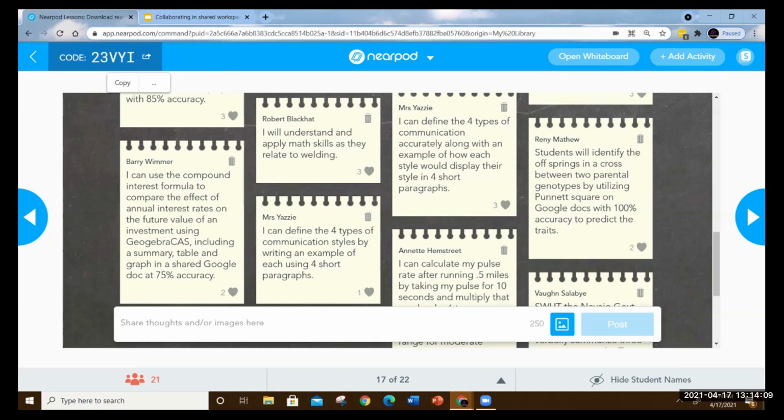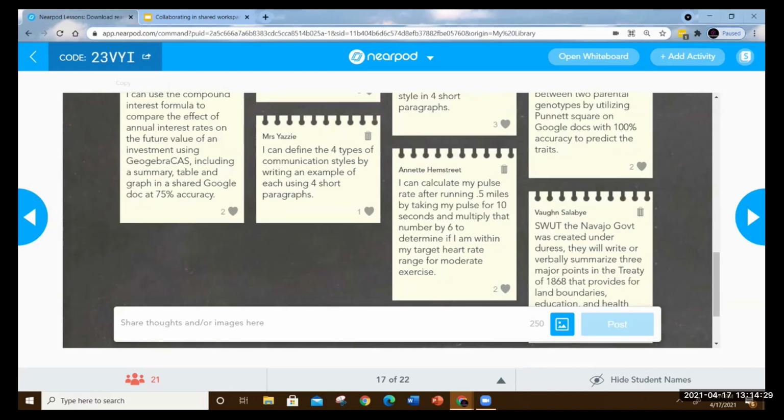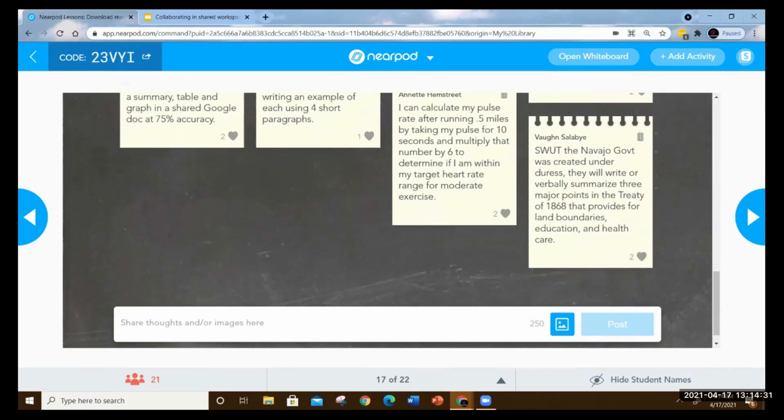So I don't think you would want them to write 4 short paragraphs until you were certain that they understood the definition of communication. I don't think those goals should be all in the same class. I think it's too much is what I'm suggesting. I get what you want them to do, but I think you need to split it. Or maybe, in my opinion.